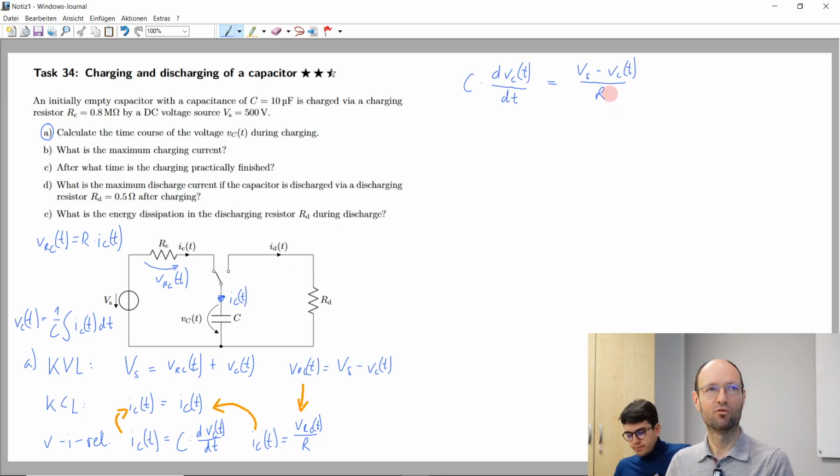Okay, so before continuing with the solution of this differential equation, we would like to make this look a little nicer. So, for example, let's multiply with this R to get rid of this fraction here. So I will skip the R here and add it there. And then let's sort this a little bit so that we have all occurrences of the unknown on one side and the known voltage on the other side.